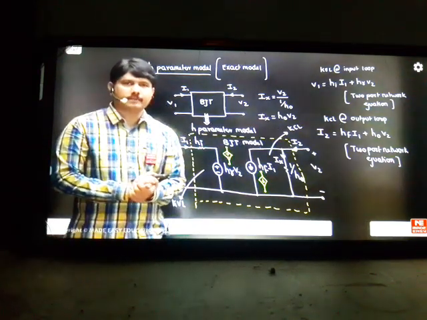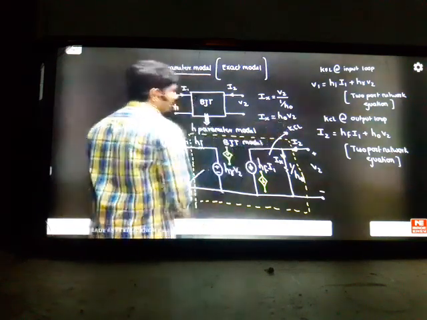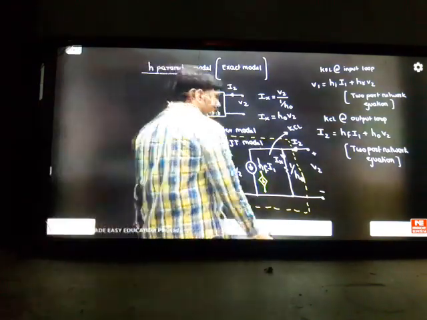Because 1 by H0 is the resistance or impedance, we converted it into the admittance concept. So till now, I think there is no doubt about this. Up to here, you are happy to understand the concept. So let us move to the next point. After getting this knowledge, let us see the next concept.